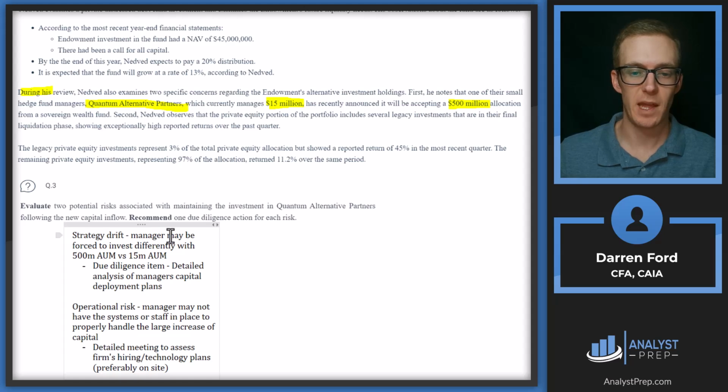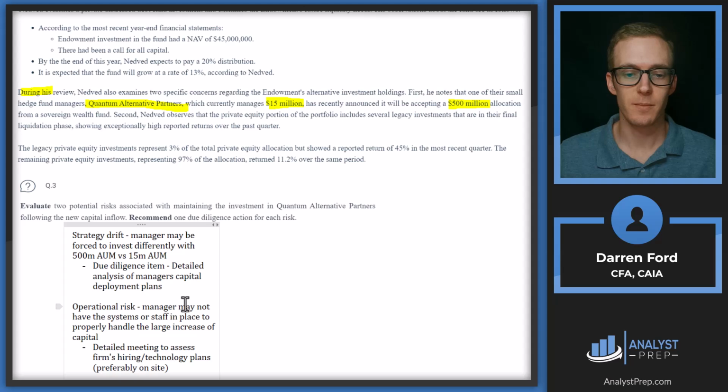Strategy drift. So the manager may be forced to invest differently with 500 million versus 15 million in AUM. So they may not be able to buy the same types of or same size of companies at that size. And due diligence item, detailed analysis of the manager's capital deployment plans, and then reviewing that relative to how they've performed in the past. So if the capital deployment plan is significantly diverging from how they've invested in the past, that's going to be a big red flag.